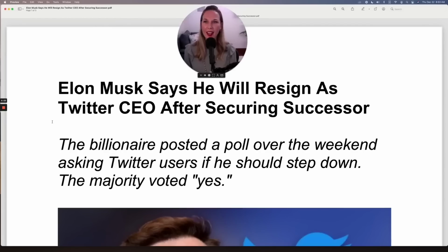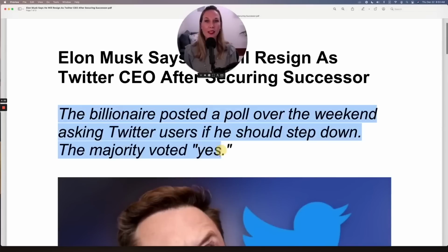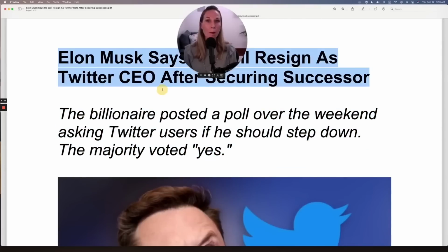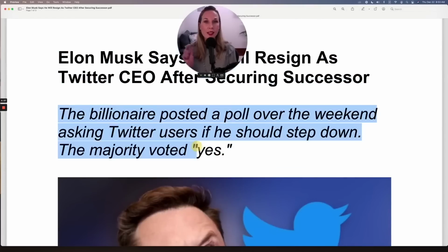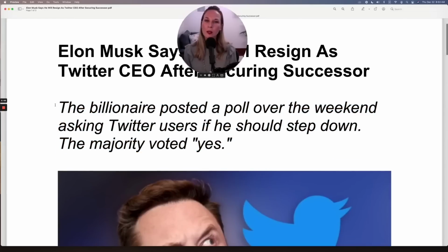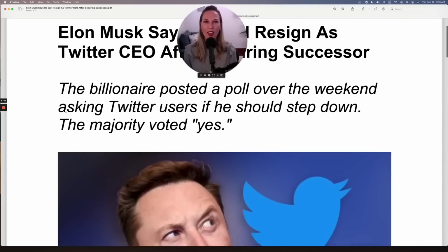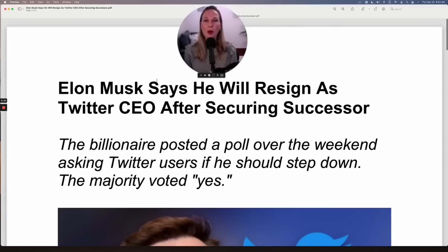Let me read the headline. Elon Musk says he will resign as Twitter CEO after securing successor. Now let me read the sub-headline. So this is the main headline, and then we have a sub-headline, which is designed to give you a little more information about the topic. The billionaire posted a poll over the weekend asking Twitter users if he should step down. The majority voted yes.